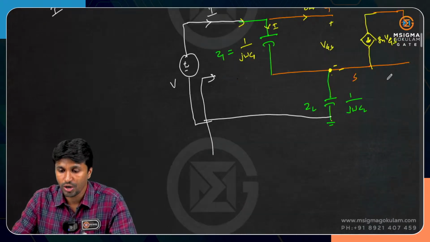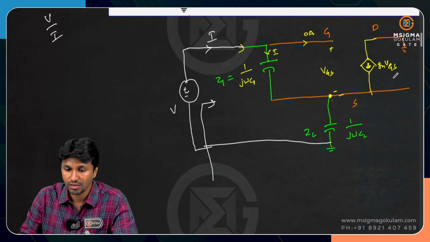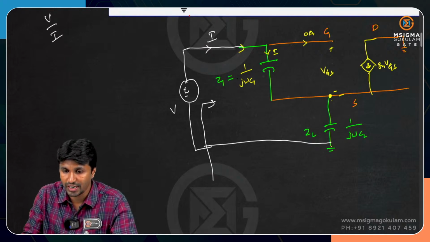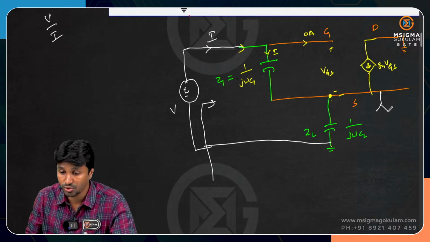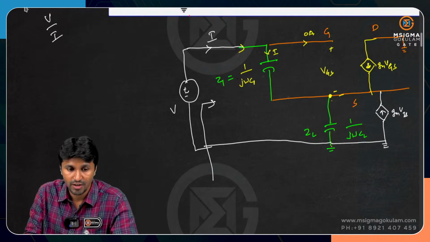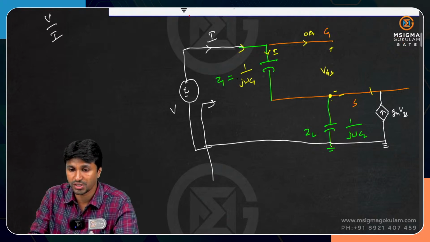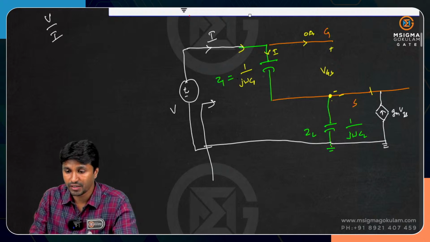So you can redraw the circuit like this. I will drag this current source downwards, so this is gm VGS. This is the circuit that we have, so I am erasing this part. Why did I do this? Because all I need is the ratio V by I. So I'll apply the source transformation here.